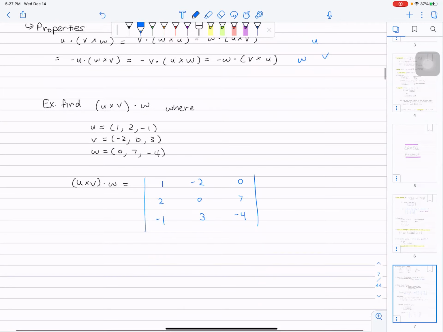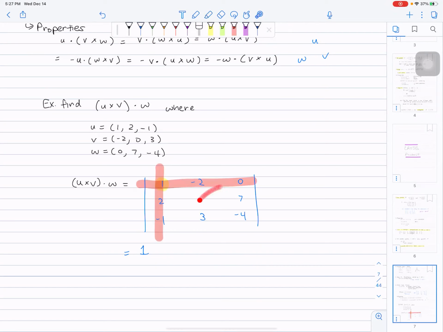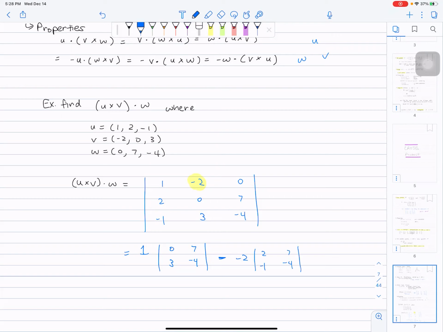Well, I can use minor expansion. What that is, I take my first number, so 1, and I imagine crossing out that row and that column. The remaining matrix, that determinant, is what I should multiply by. So I should multiply by the determinant of 0, 3, 7, -4. And then I have to alternate signs. So I do a minus sign, -2, times, I imagine crossing out that row, that column. What am I left with? I'm left with 2, -1, 7, -4, plus the last number, 0.